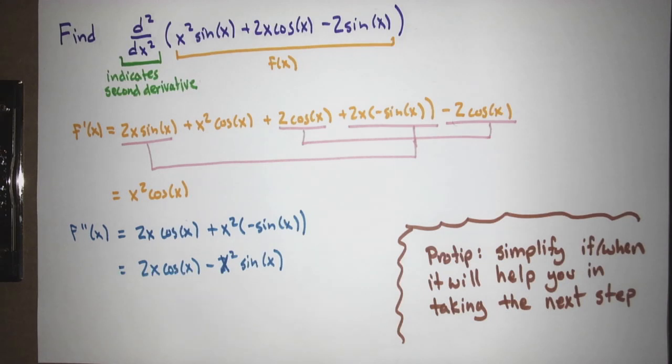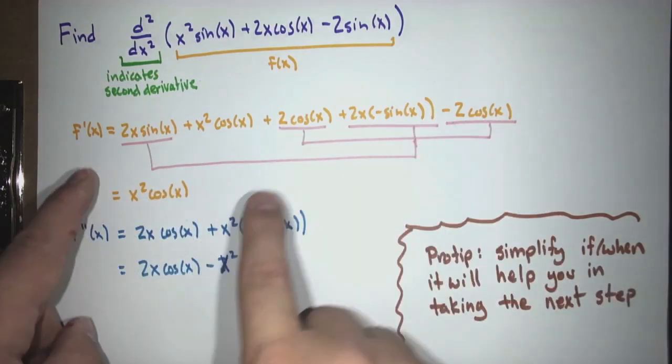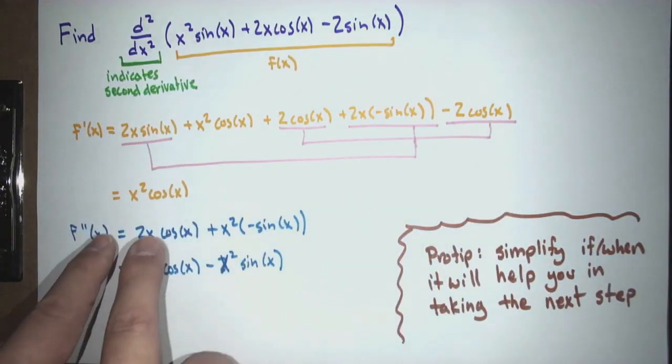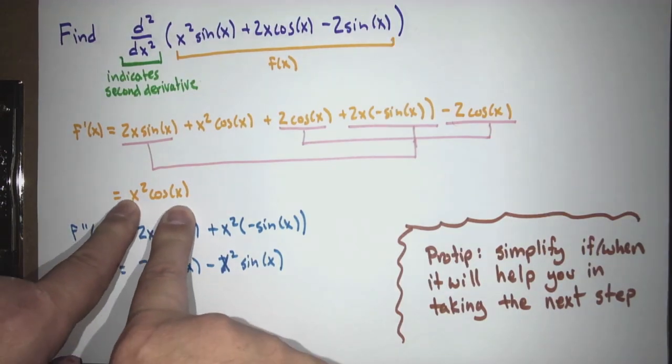Now, there's a comment here, a pro tip. It says you should simplify if and when it will help you in the next step. You shouldn't always simplify, but you should say, look, if it helps me do something, simplify. So if you say, I have to take another derivative, it's like, let me make this as simple as possible. So that's why there's motivation for us to simplify. So we get cancellation, and it turns out there's some collapse, so just down to x squared cosine of x.